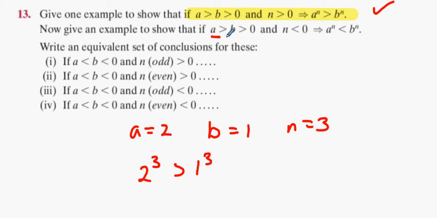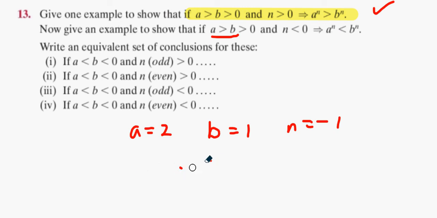a is still bigger than b, would you agree with that? And because a is bigger than b, we can still use 2 and 1. What about the n value? So pick a value of n less than 0. Minus what? 1, yeah, you can use minus 1 if you want. Once again, put them into the description at the end and figure out what's going on.